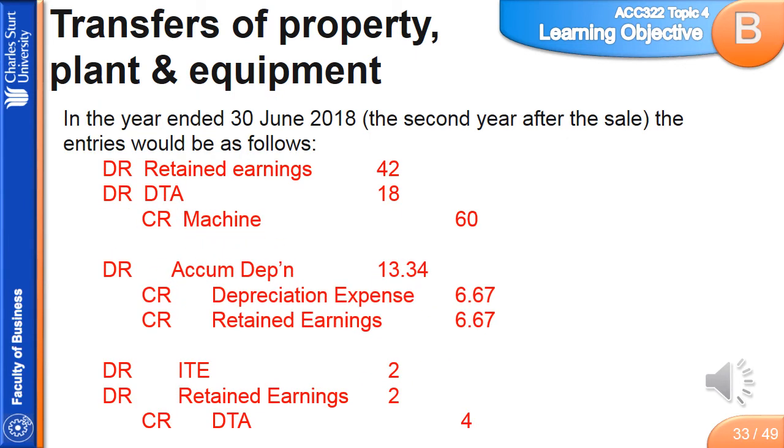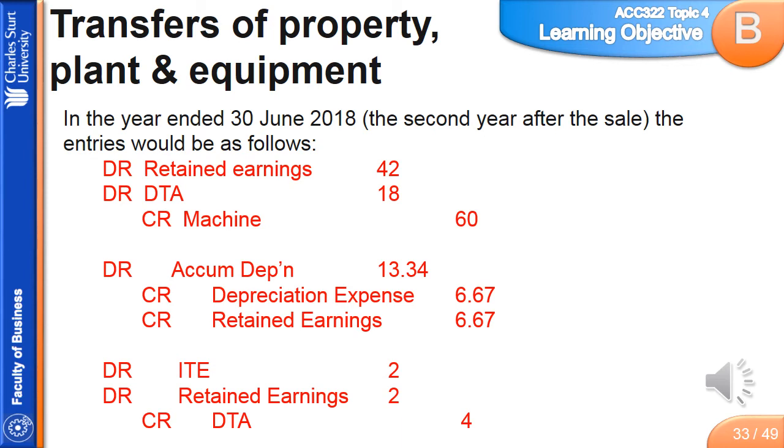So here we have 2 years post acquisition, 30th June 2018, and we've recorded the same entry we did as at 30th June 2017 with that debit to retained earnings 42, debit DTA 18, and credit to machine 60. So that brought the asset back down to $90 as at the date of transfer, its carrying amount. Then we've got these depreciation adjustment entries, which are slightly different than what we prepared in the previous year.